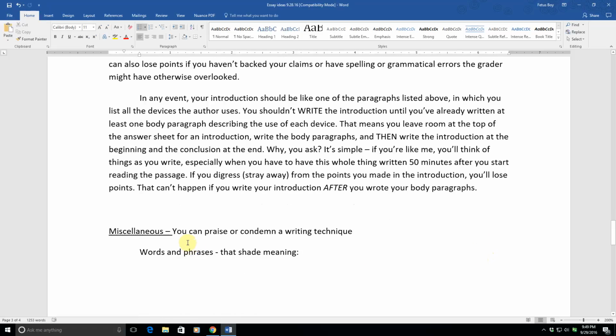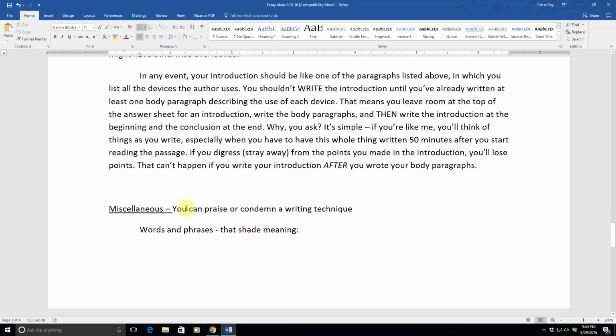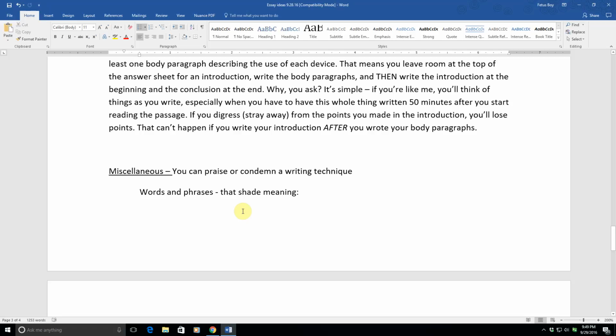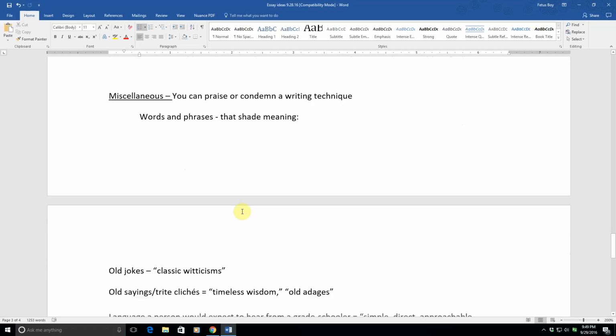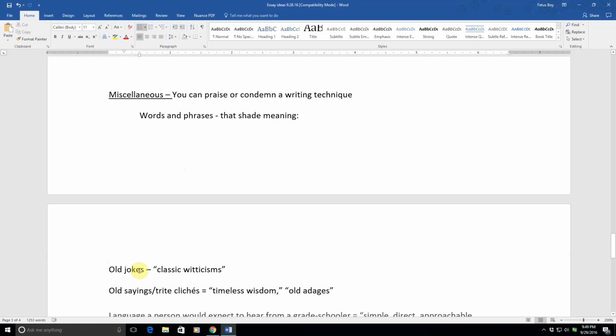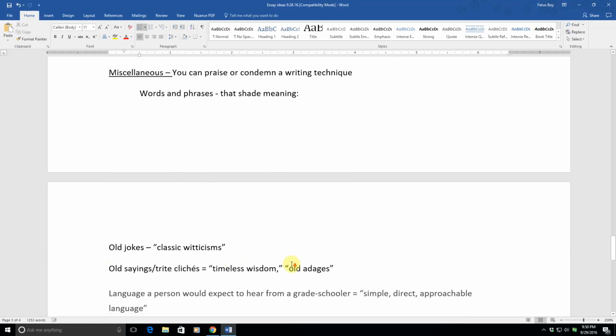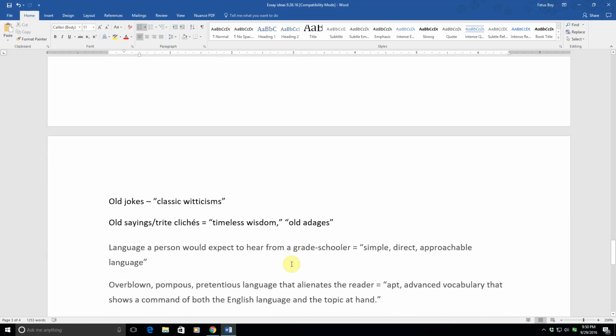Now, at the end here, here are a few miscellaneous things that came into my mind. You can praise or condemn a writing technique, or techniques that do the same thing, just by the words and phrases you use to describe them, like words and phrases used to describe anything. For example, old jokes, not too positive. Classic witticisms. Wow, that's an old joke you like. Old sayings, trite cliches. Ugh, God, not again. Timeless wisdom, old adages, that sounds much nicer than trite cliches like, oh God.